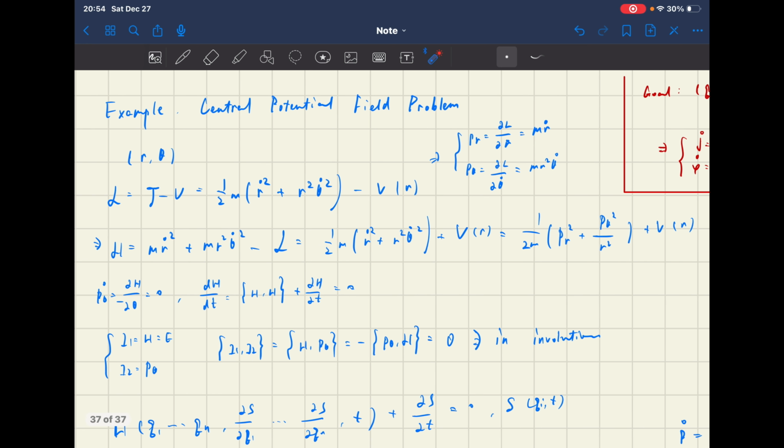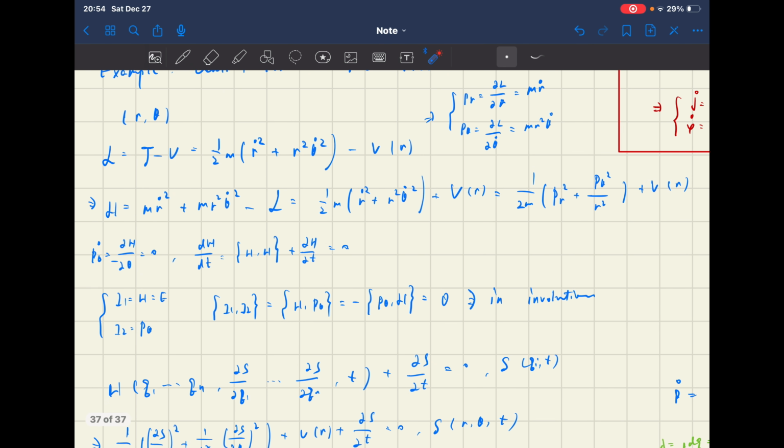The first set of coordinates we chose is r and theta, since the whole problem is symmetric about the origin. The r and theta represent the distance between the object and the center, and the angle between its location and the polar axis respectively. We can use this set of coordinates to write out the Lagrangian of the system, which is equal to the kinetic energy minus the potential energy, and you obtain this expression.